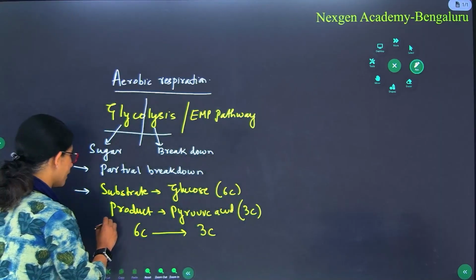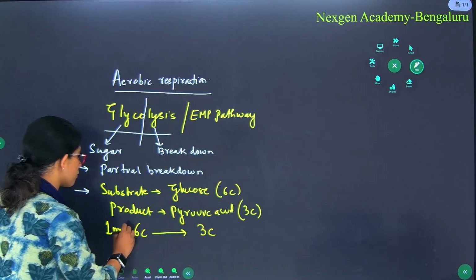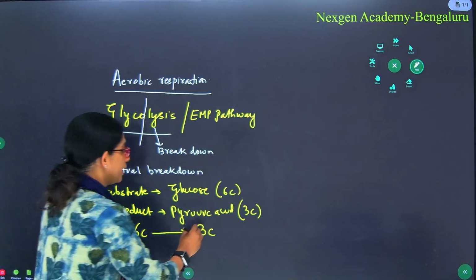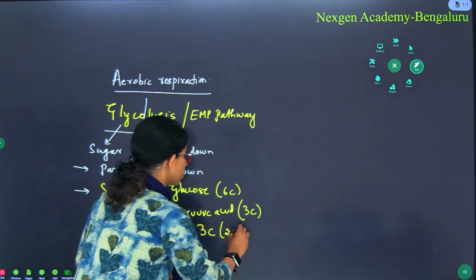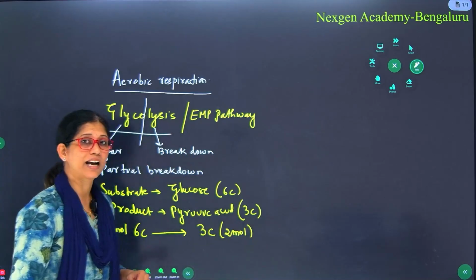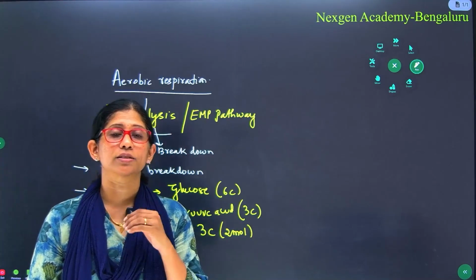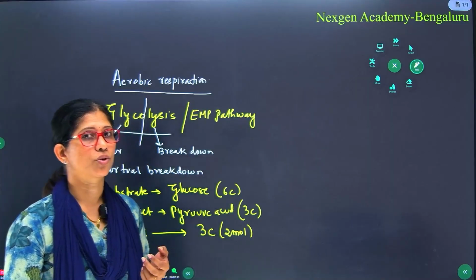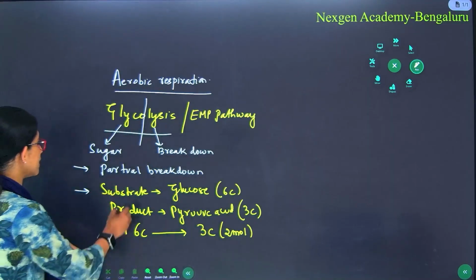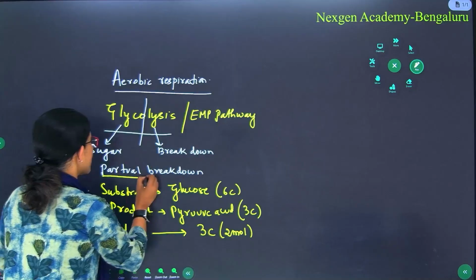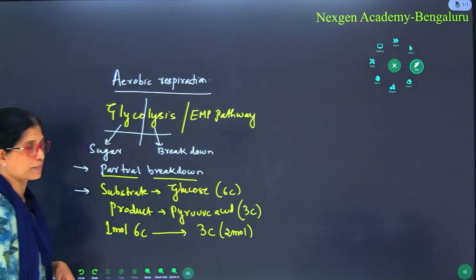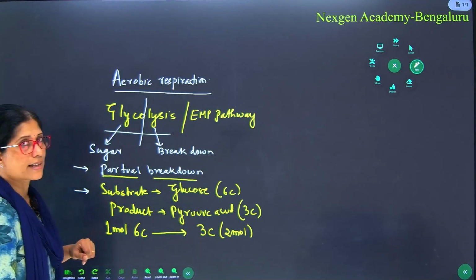So what is happening here? One molecule of 6 carbon compound is broken down into 2 molecules of 3 carbon compound with the release of energy, but this energy is not the complete energy that is stored in glucose. That is the reason I am using the word partial breakdown of the substrate. So all these are important things.